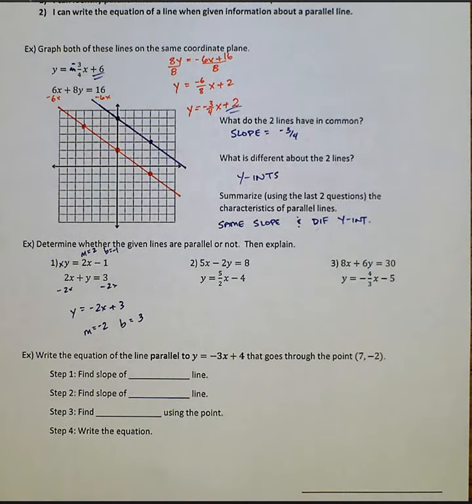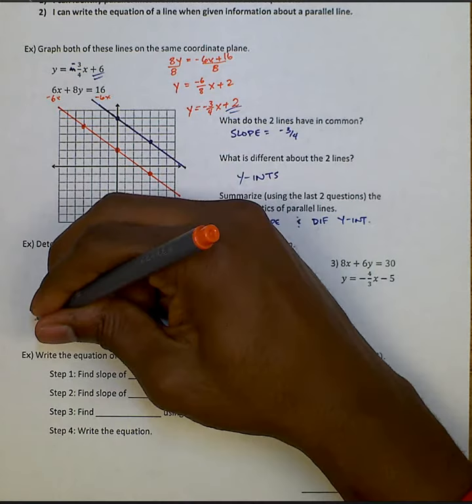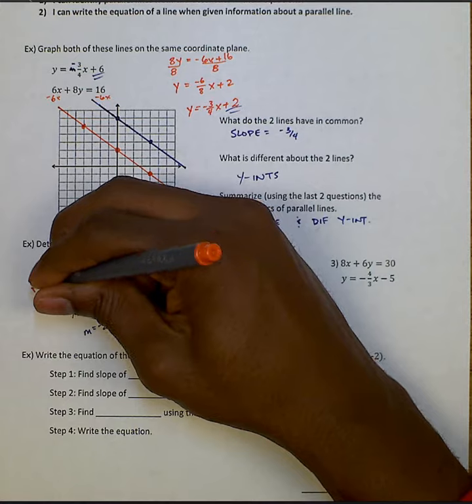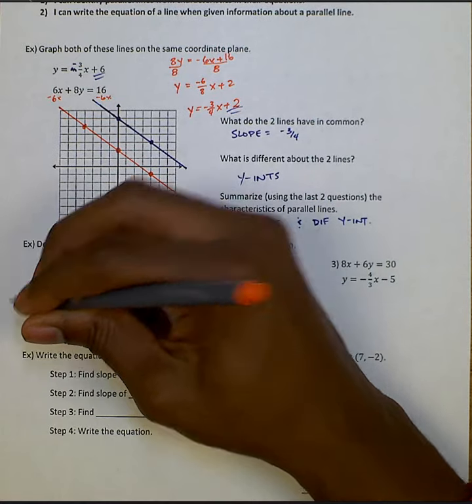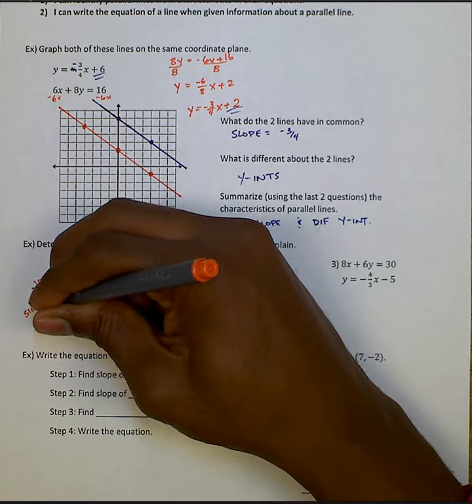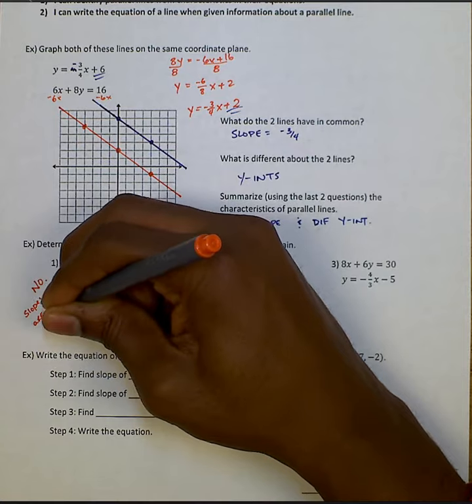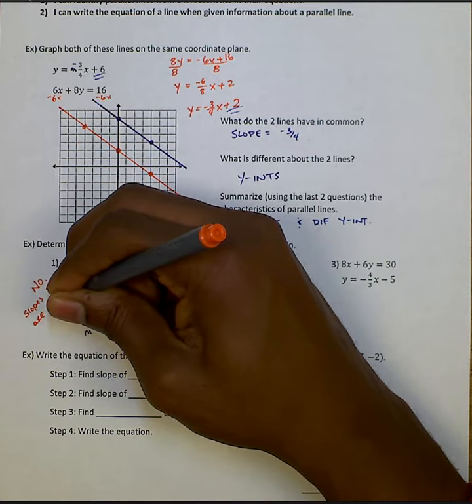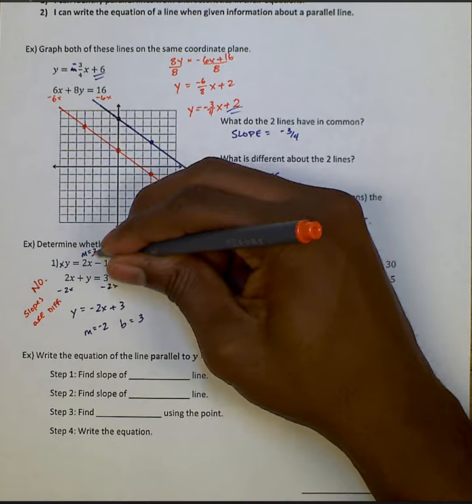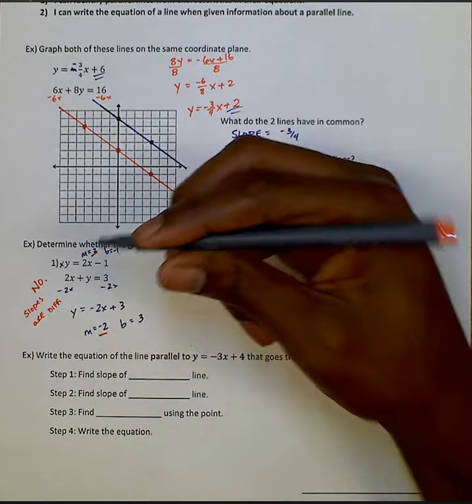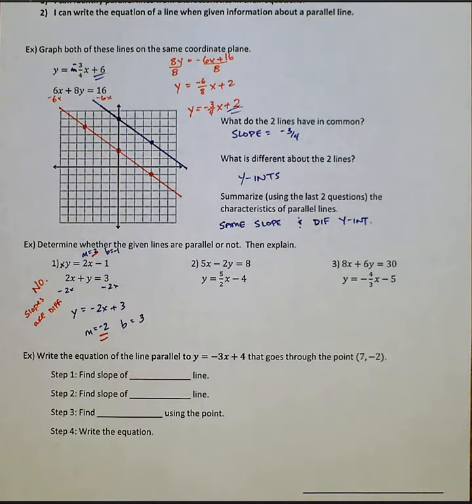The answer in this case is going to be no. These two lines are not parallel because the slopes are different. They're not the same. Okay, this slope is 2. This slope is negative 2. Not the same.